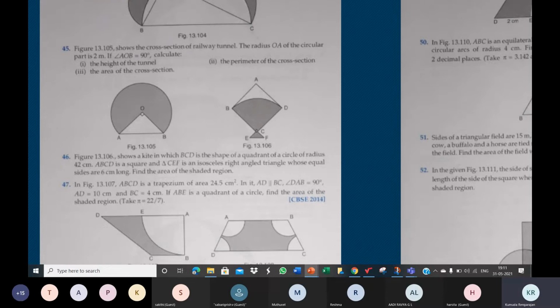Certain solids do not have a uniform cross section. Now, in our examples, a cube has a uniform cross section, which is a square. A cuboid has a uniform cross section, which is a rectangle. A right circular cylinder has a uniform cross section, which is a circle.